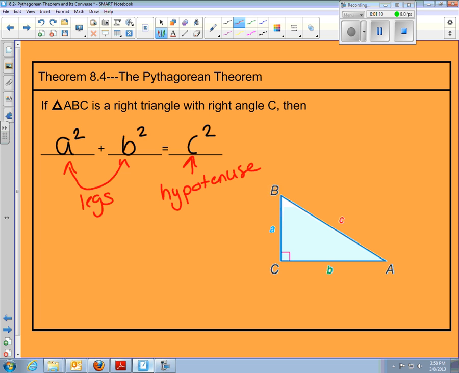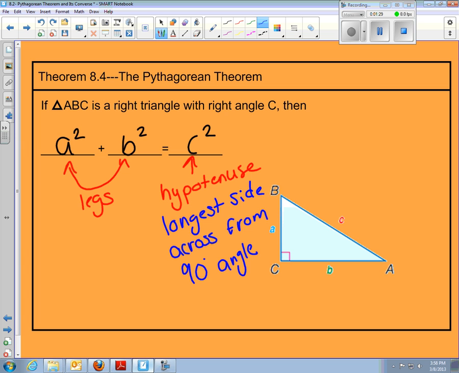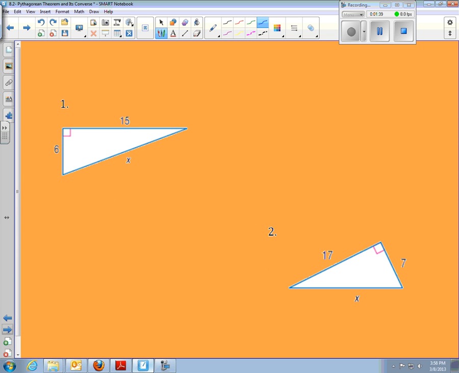Remember that hypotenuse is going to be our longest side. And it also is going to be across from that 90-degree angle. So if we look here in our example next to it, we see our 90-degree angle and we go across, and so that c is our hypotenuse, the longest side in this triangle. Let's go ahead and put this to work.